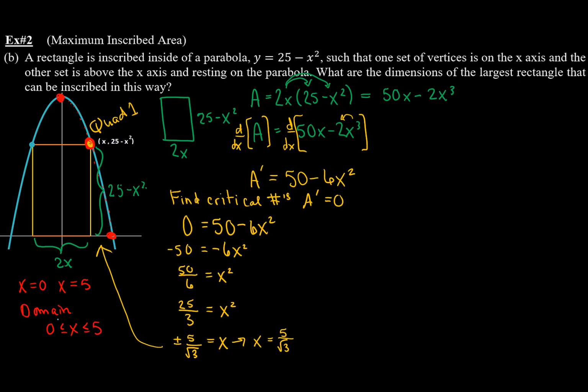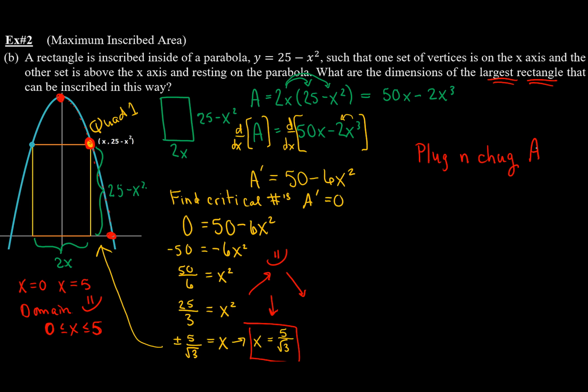The nice thing about the domain is that you don't have to do a sign test. You can just plug in your endpoints and then plug in your critical number and see who gives you the largest rectangle. If you want to do a sign test just to make sure that this value is increasing before and decreasing afterwards, I'm not going to stop you. But I don't have to because I have a domain. So I'm just going to plug and chug to save myself a little time, because I have fixed endpoints.